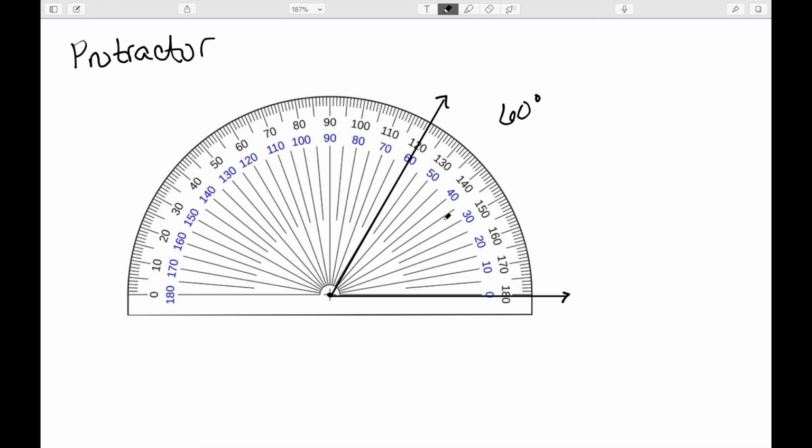In this particular one, if we're reading right to left, the blue ones, that's because it's along the 0 line. If this baseline was on the left-hand side instead, we would be reading the top lines.